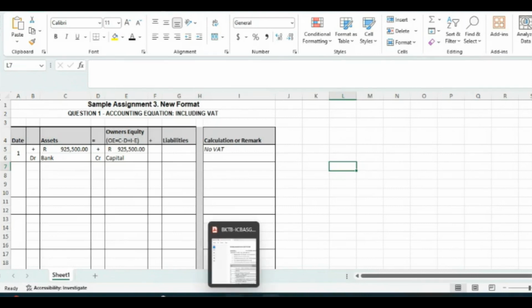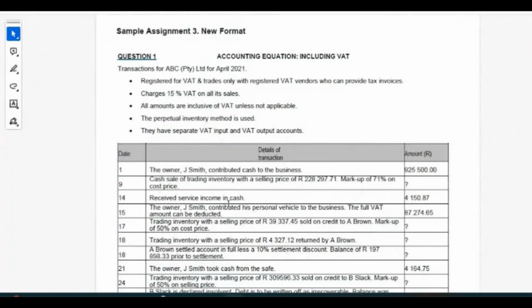Then the second one, it says there is a cash sale of trading inventory with a selling price of this. So they give us the selling price. They say there is a markup of 71% on the cost price. So here we are going to have two entries. We're going to record the sale of the trading inventory, and we are also going to record the cost of sale. So let's do that quickly.